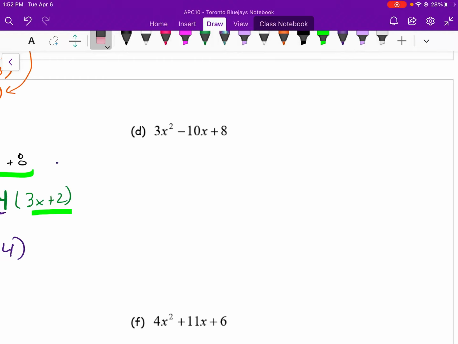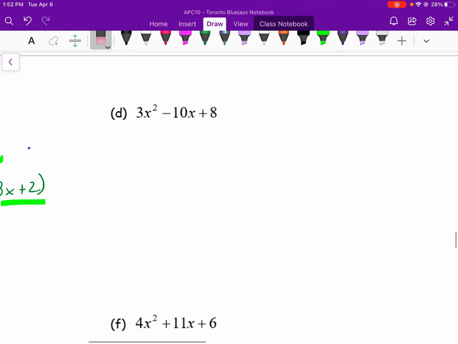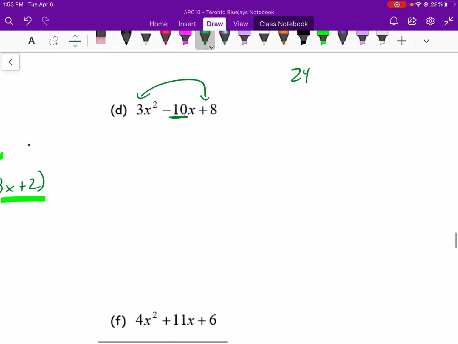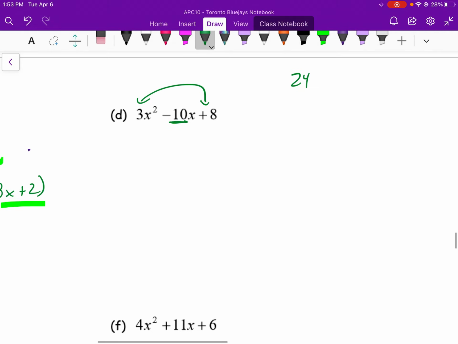All right, we're going to move to the next one, and we're going to pick up the speed a bit. So really, I'm going to look for two numbers that multiply to 24. So I'm going to write 24 there, but whose sum is negative 10. So whose product is positive 24, but whose sum is negative 10.